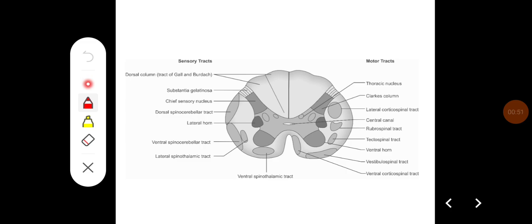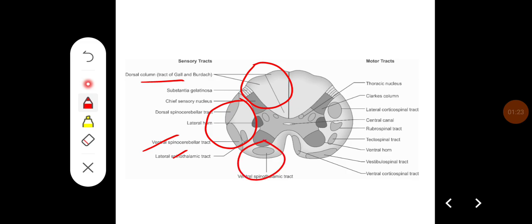If you see in the spinal cord, the ascending tracts are mainly the dorsal column and the lateral column. The dorsal column mainly runs in the posterior aspect of the spinal cord, whereas the lateral columns, like the lateral spinothalamic tract, ventral spinocerebellar and lateral spinocerebellar, run in the lateral aspect of the spinal cord, whereas the anterior spinothalamic tract runs in the anterior part of the spinal cord.